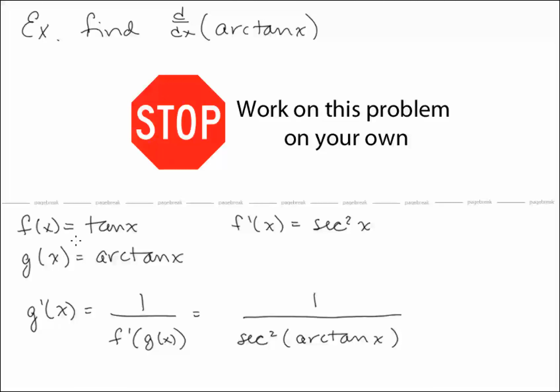For f of x equals tan x, the inverse function g of x is equal to arctan x. We know that f prime of x is equal to secant square x, so g prime is equal to 1 over f prime of g of x. That's 1 over secant squared of arctan x. And now we need to simplify this.